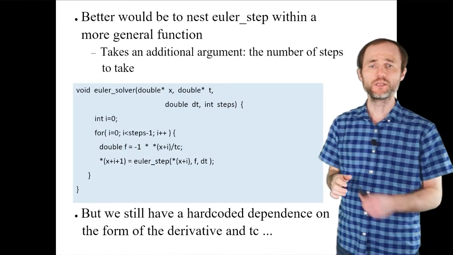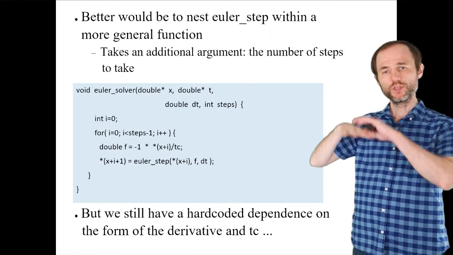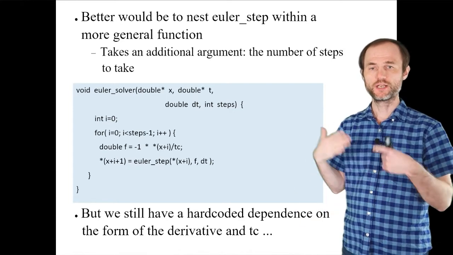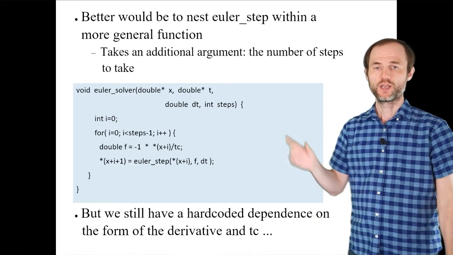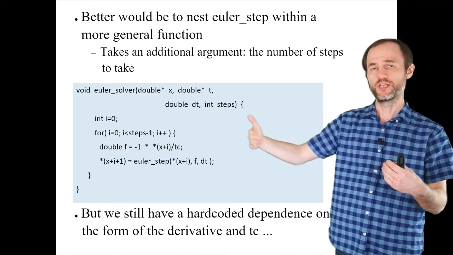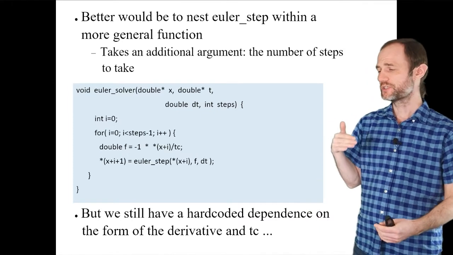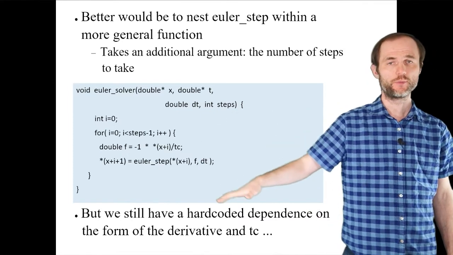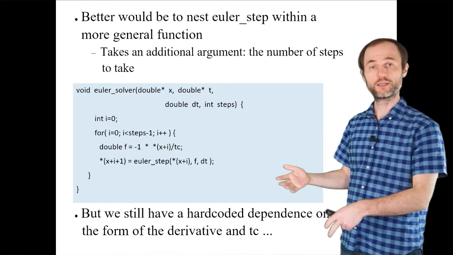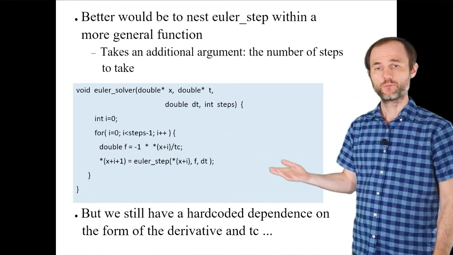So wouldn't it be better to try and nest this Euler step within a more general function that would take the steps one by one? That function will take an additional argument, the number of steps to take. So we don't have to worry about the details of what's going on under the hood. We basically say, can you please take 100 steps? And then we go have lunch, come back, and our method has taken those steps and has produced an answer.